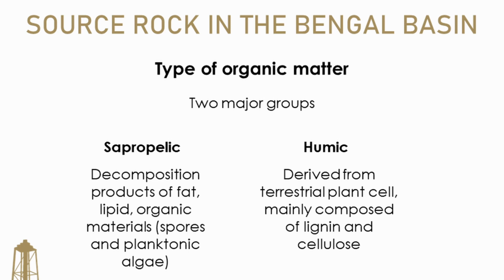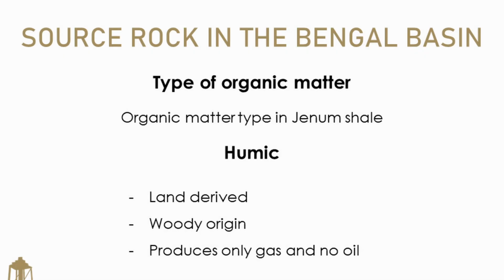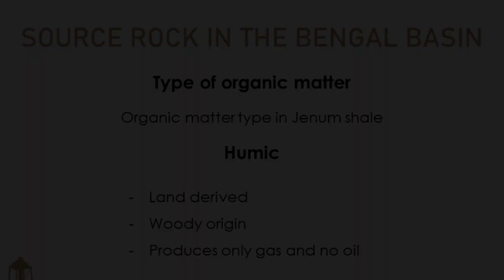There are two major groups of organic matter which are sapropelic and humic. Sapropelic is the decomposition products of fat, lipid, organic matters like spores and planktonic algae, whereas humic is derived from terrestrial plant cell mainly composed of lignin and cellulose. Organic matter type in Genome shale is mainly humic, which is land derived. It has woody origin and it produces only gas, and no oil is generated in Genome shale.